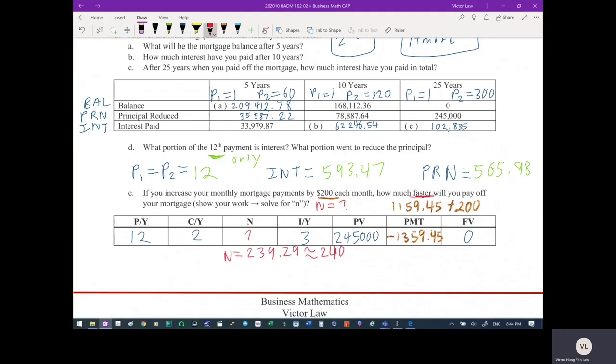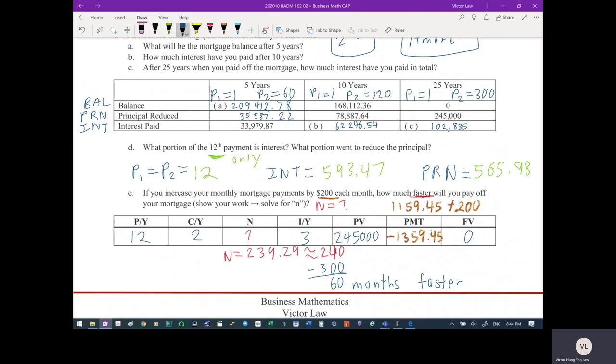So we can subtract that, right? 300 payments is what we have originally for the number of periods. So 300 minus the 240 gives you 60. So by increasing our monthly mortgage payment by $200 each month, we will pay off our mortgage 60 months faster. Okay, so 5 years faster just by increasing our monthly mortgage payment by $200 each month.